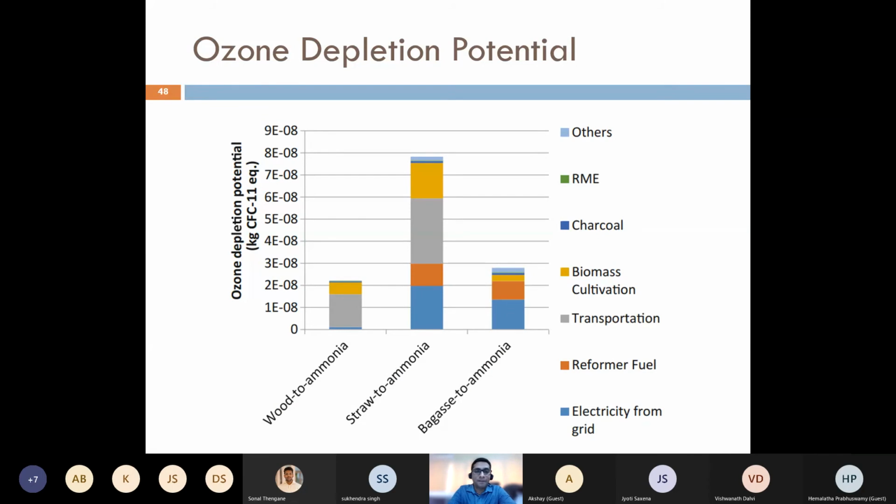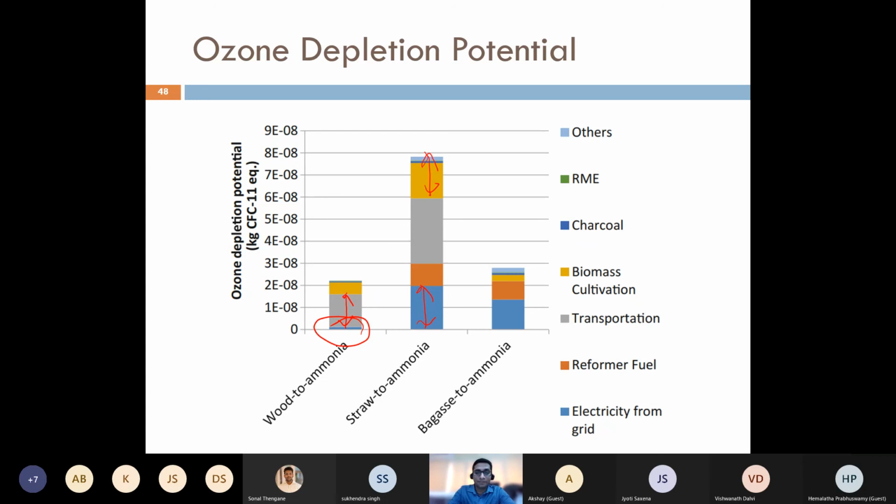The other thing is, take for example ozone depletion. Again, the same three biomasses leading to the same process, which is ammonia production. Now, there could be a wide amount of difference in the total impact, but also where this impact is coming from. Like, take for example, the impact in Australia is mainly coming from transportation, which is huge. In India, it is also contributed by electricity, which is almost absent in Australia. Also in biomass cultivation, huge.